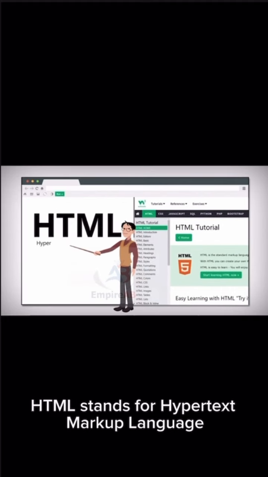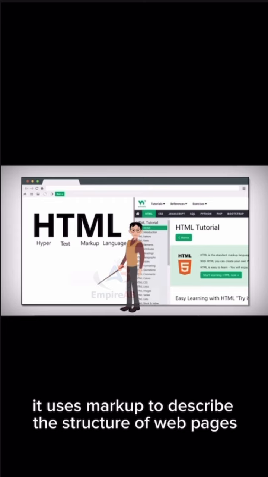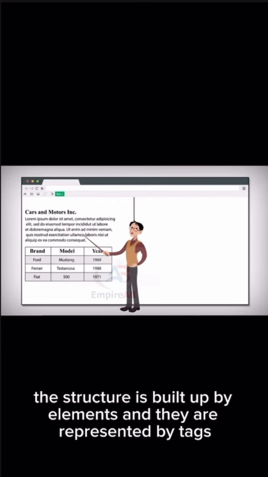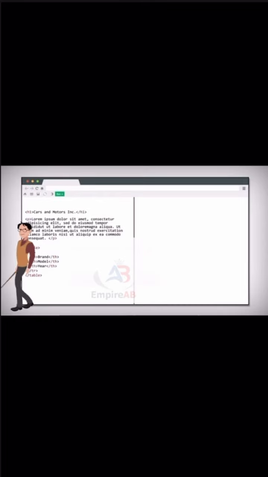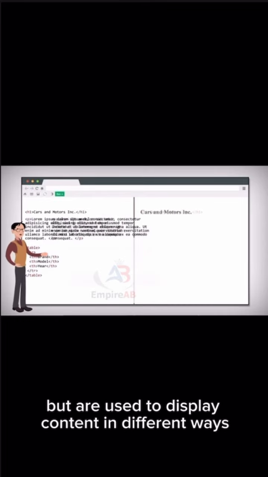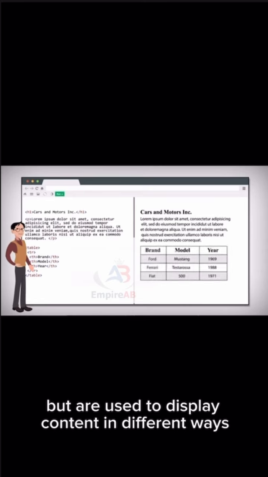HTML stands for Hypertext Markup Language. It uses markup to describe the structure of web pages. The structure is built up by elements, and they are represented by tags. Tags label pieces of content such as heading, paragraph, table, and so on. These tags aren't shown in the page, but are used to display content in different ways.